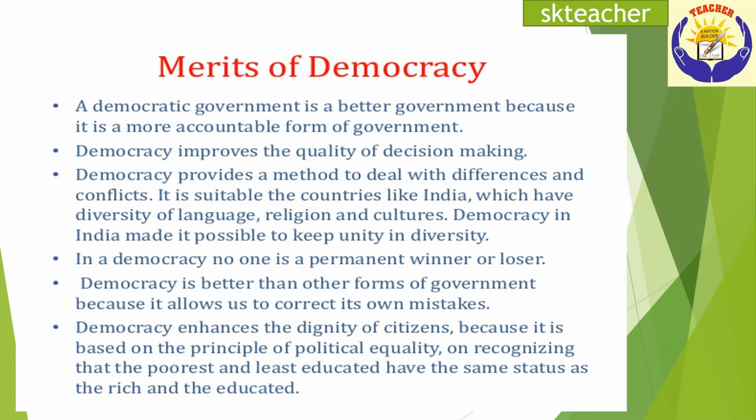The fifth point: democracy is better than other forms of government because it allows us to correct its own mistakes. We cannot say that democracy always does the best, because sometimes mistakes also arise. But in a democratic country alone, it allows us to correct its own mistakes. So whenever a mistake arises, there is a chance for doing the correction.